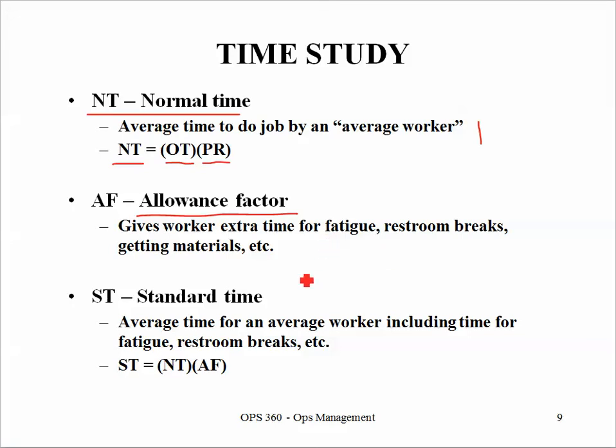So the allowance factor is going to be allocating an extra amount of time to the task for the worker to do things like take restroom breaks, get materials, and also for the fact that they are probably going to get more fatigued as the day progresses, and you want to make sure you don't estimate a time that's too low for the worker to do the job.